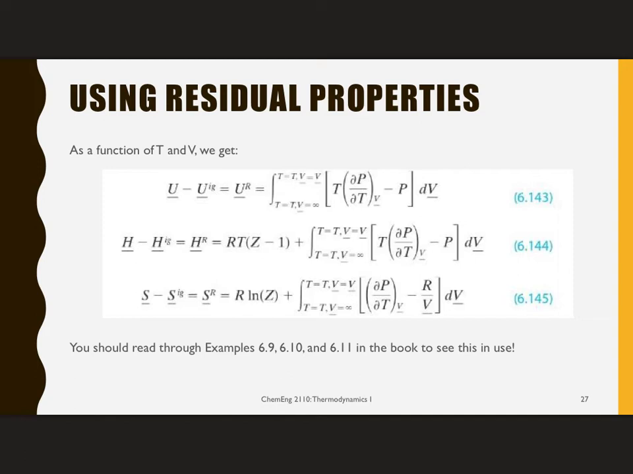These are in the book. There are some great examples in your book. In particular, I really recommend that you look at examples 6.9, 6.10, and 6.11, where they demonstrate the use of these.